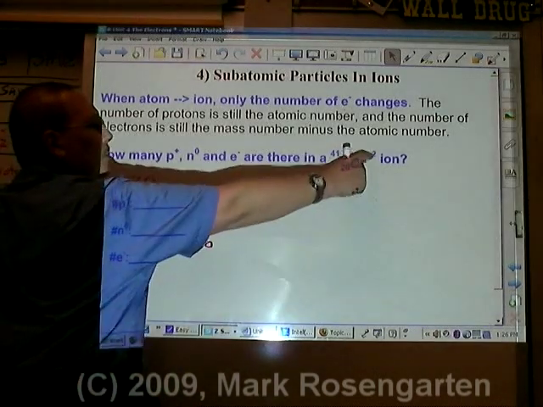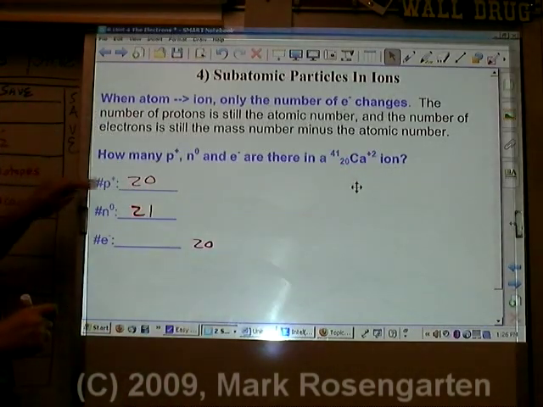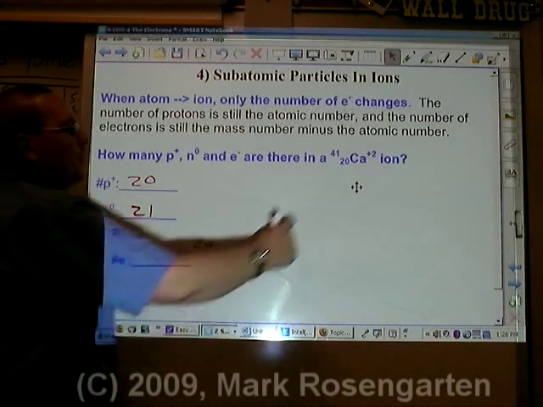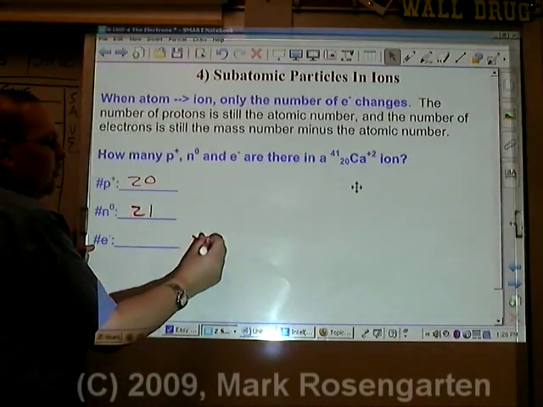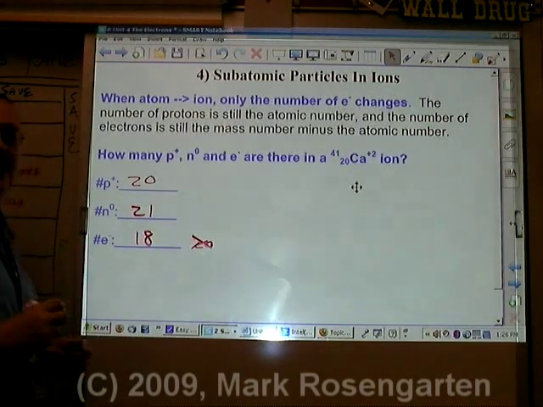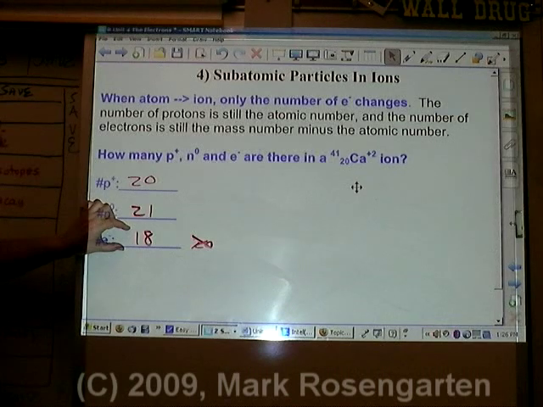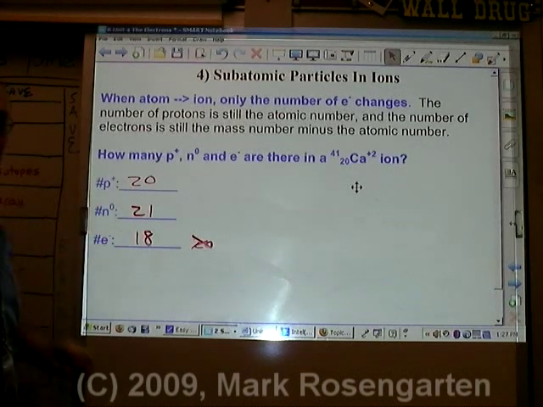Now, how can the charge be +2? If there are 2 more positive protons than negative electrons, +2 forms by losing 2 electrons. There are 18 electrons. Notice net charge of +20 and -18, the net charge is +2.